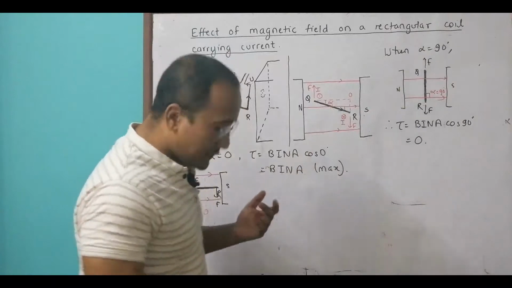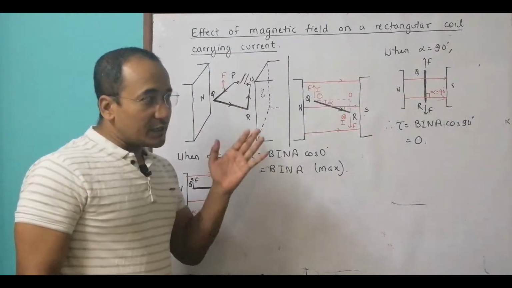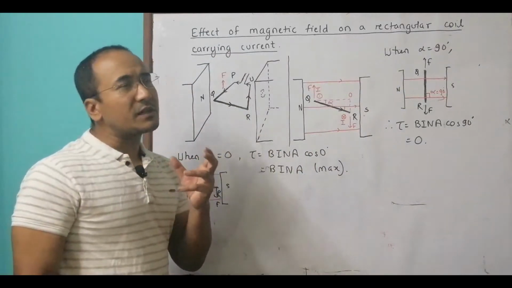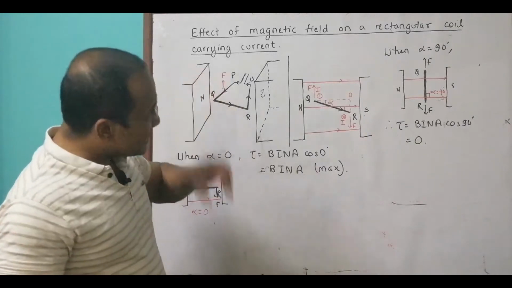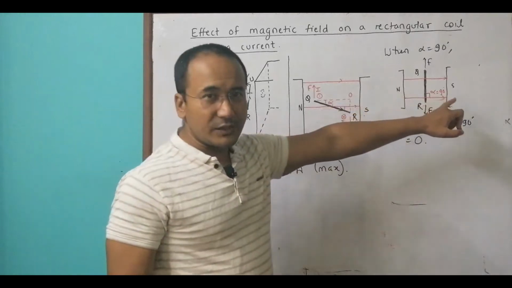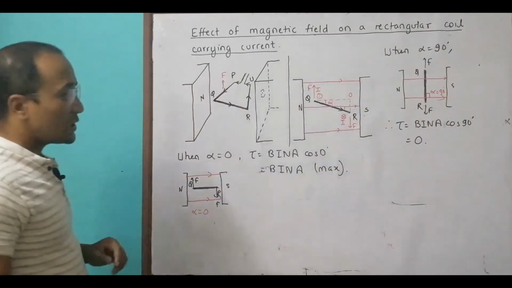So those are somewhat different cases here. It may experience a force, but it doesn't mean that compulsorily there is a force. It might experience a force. So force is experienced when the angle is not 90 degrees. So this is the expression for the torque.